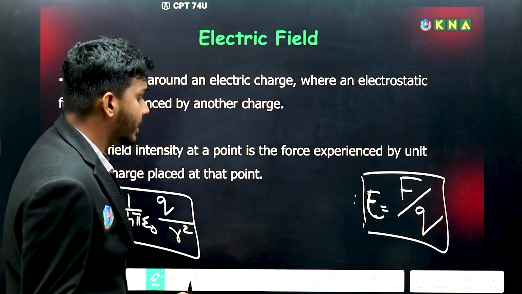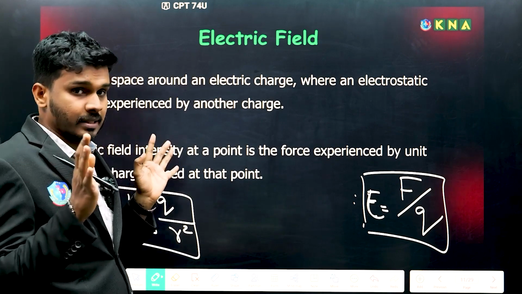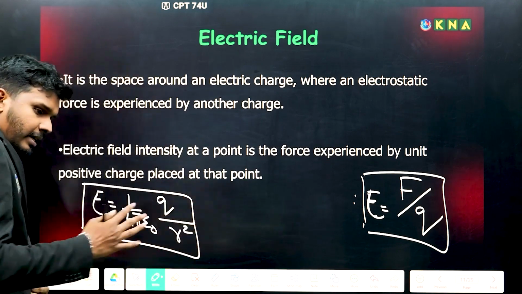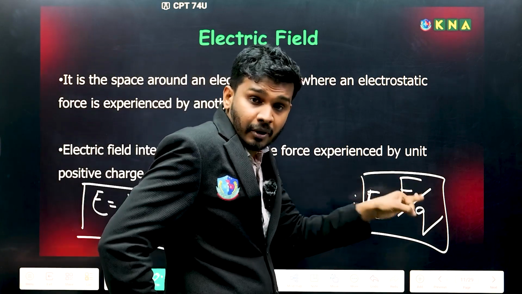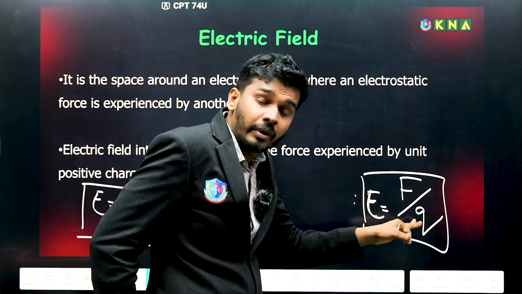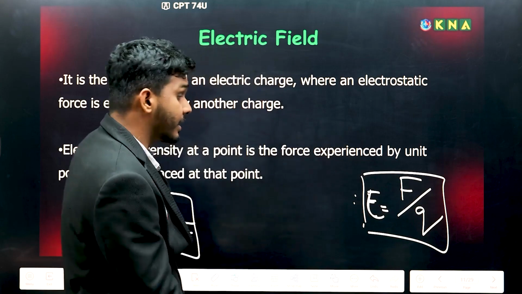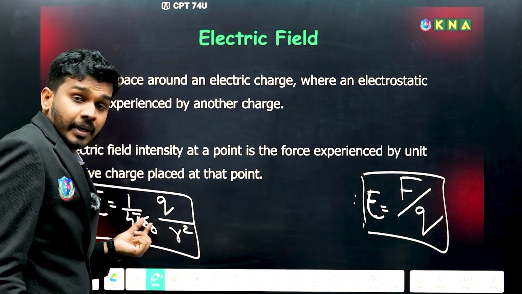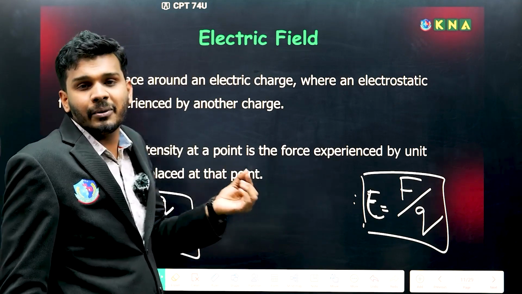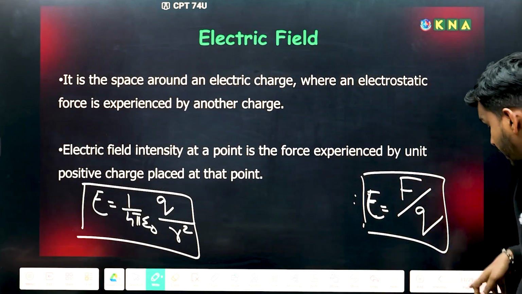What is electric field? Electric field is only the space around which electrostatic force is produced. Simply, electric field intensity is the force produced due to a unit positive charge. Force produced due to unit positive charge is called electric field. Electric field is equal to k, that is 1 by 4 pi epsilon naught, into Q by r square.